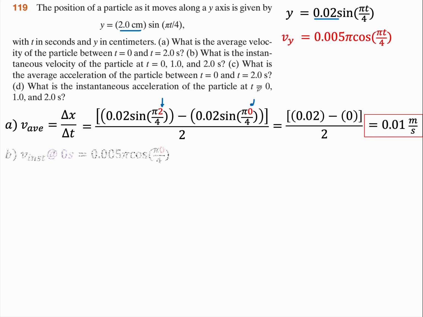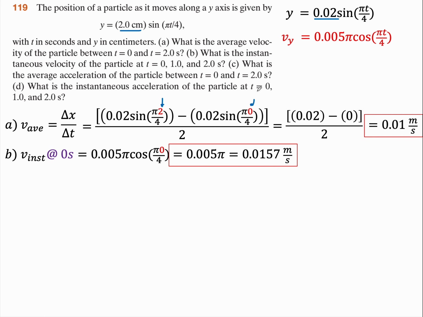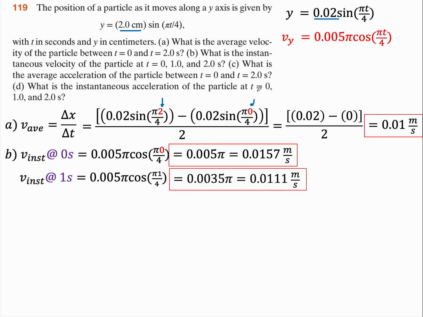And now we can actually solve this. So the instantaneous velocity at 0 seconds, we just plug in 0. Cosine of 0, of course, is 1. And so it simply ends up being 0.005 pi, or you can write it as that many meters per second. Same thing at 1 second, we plug in 1, and you end up with that. And then at 2 seconds, this becomes cosine of pi over 2, which of course is 0.